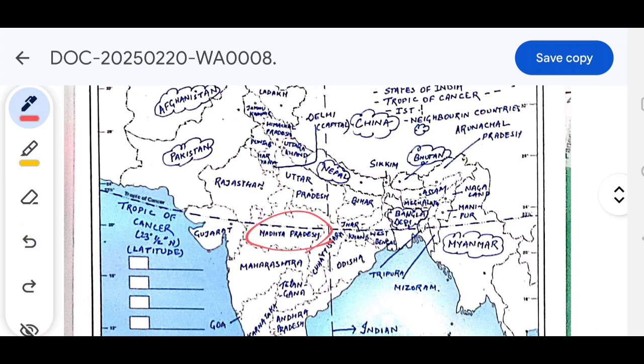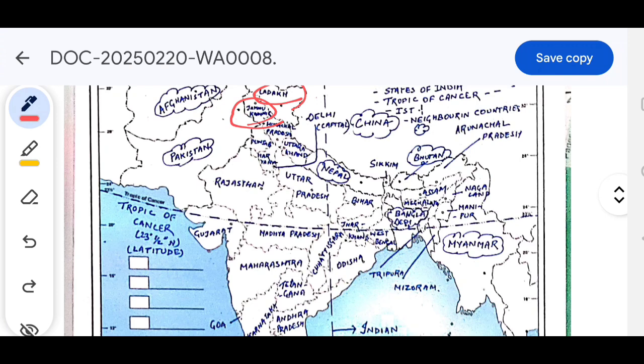Then we have Uttar Pradesh. Its capital is Lucknow. Then we have Haryana and Punjab. Both the states share the same capital, which is Chandigarh. Then we have Uttarakhand. Its capital is Dehradun. Then we have Himachal. Its capital is Shimla. Then we have Jammu Kashmir and Ladakh. These are not states now, but they are union territories.